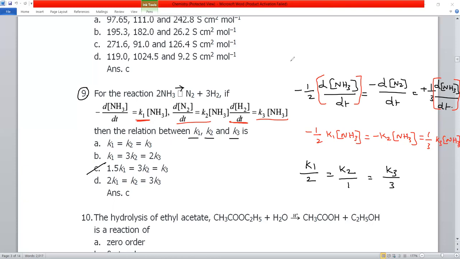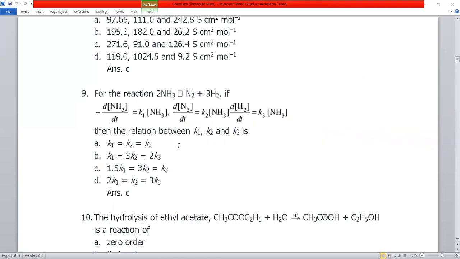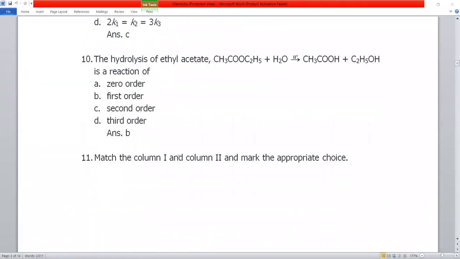Next, question number 10, students. What are they asking here? The hydrolysis of ethyl acetate. So this is ester hydrolysis, right students? Following which reaction, they're asking what type of order of reaction. We know this is a pseudo first order reaction, so the option is not this one. We have to go with first order reaction, so option B is correct. Ester hydrolysis follows pseudo first order reaction.